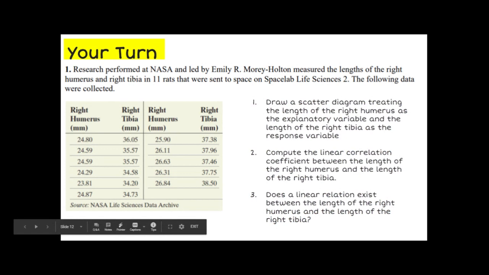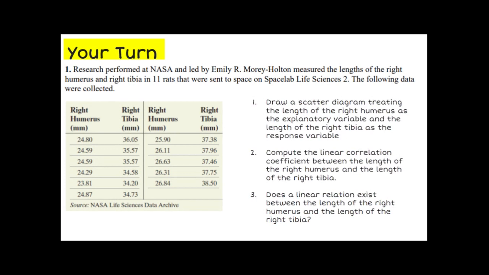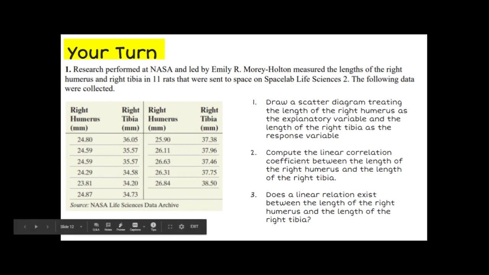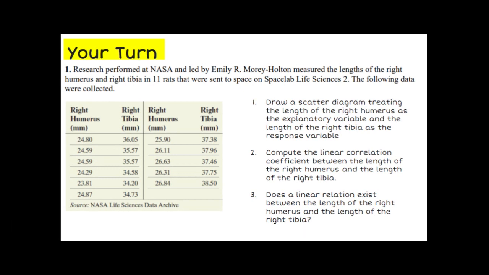Draw a scatter plot diagram treating the length of the right humerus as the explanatory variable, so that's going to be our y, and the length of the right tibia as the response variable, which is the x. And then compute the linear correlation coefficient between the length of the right humerus and the length of the right tibia. And does a linear relation exist between the length of the right humerus and the length of the right tibia? I'll give you time to do that.